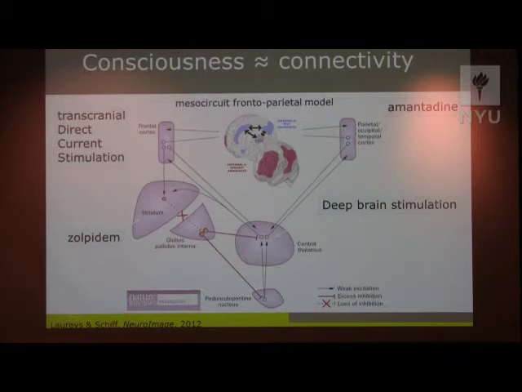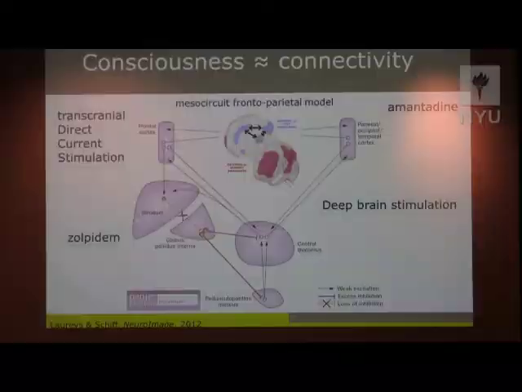So, in conclusion, I hope I've given you some evidence that for you to be conscious, we need activity in a frontoparietal network. Nico is going to explain the mesocircuit model and the different ways we can try and modulate the activity. I briefly mentioned the deep brain stimulation of the thalami, the transcranial direct current stimulation, and I'm sure that Nico will tell you about some miracle cases showing recovery to zolpidem, which is a very interesting drug.